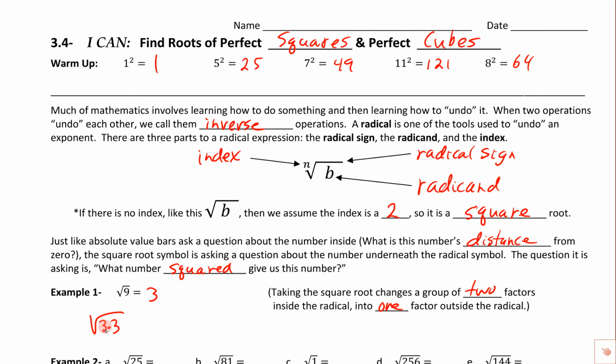Okay, so we've got these 2 3's. This would be 3 squared. We could write it like this, 3 squared, and these undo each other, so we get right back to the 3. If you take 3 and square it and then take the square root, you're right back to 3.